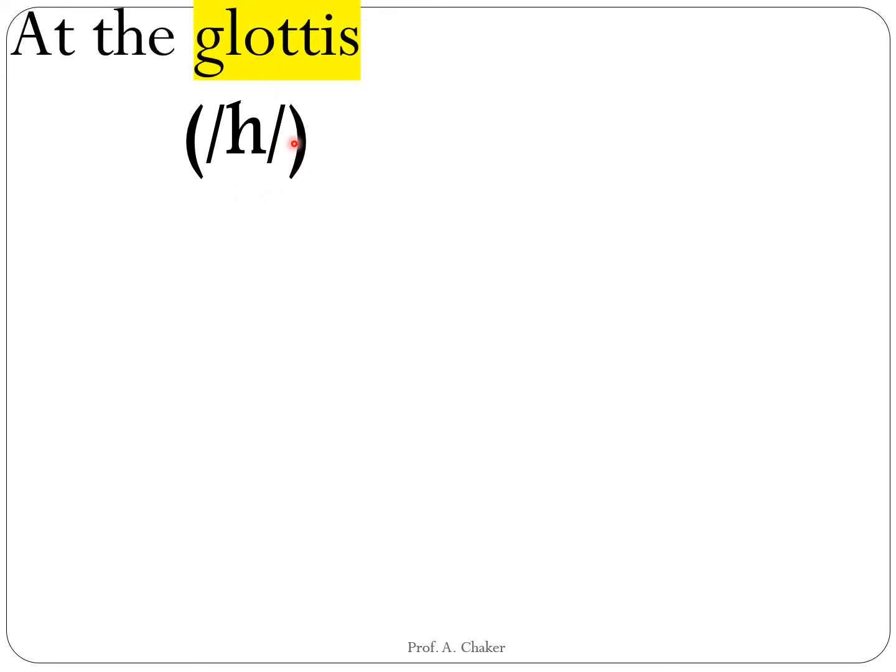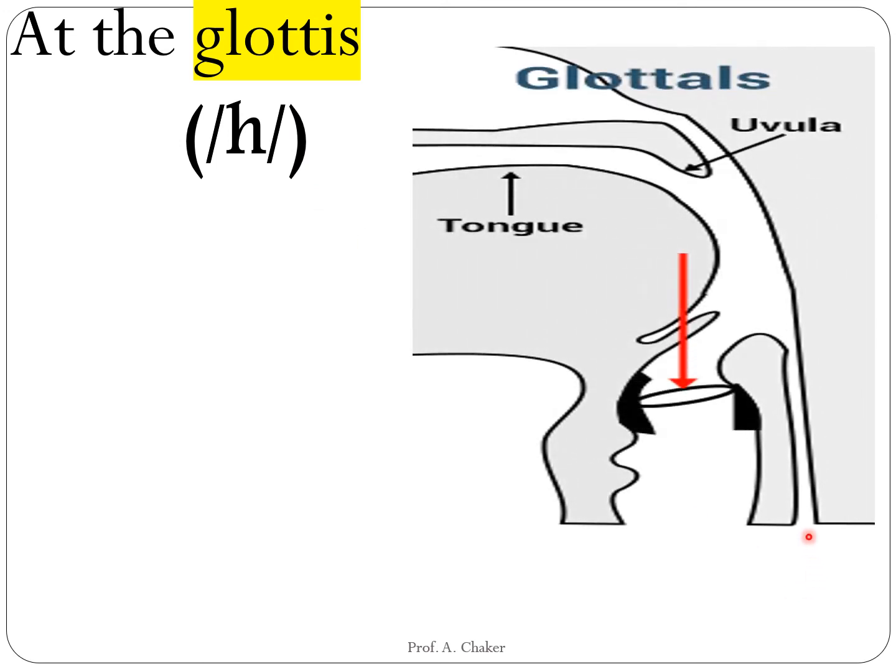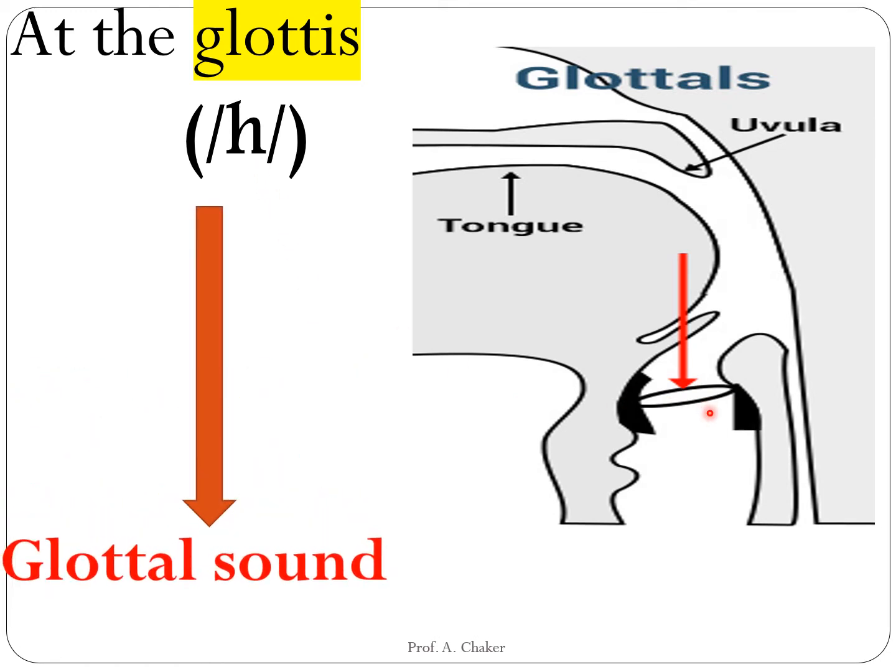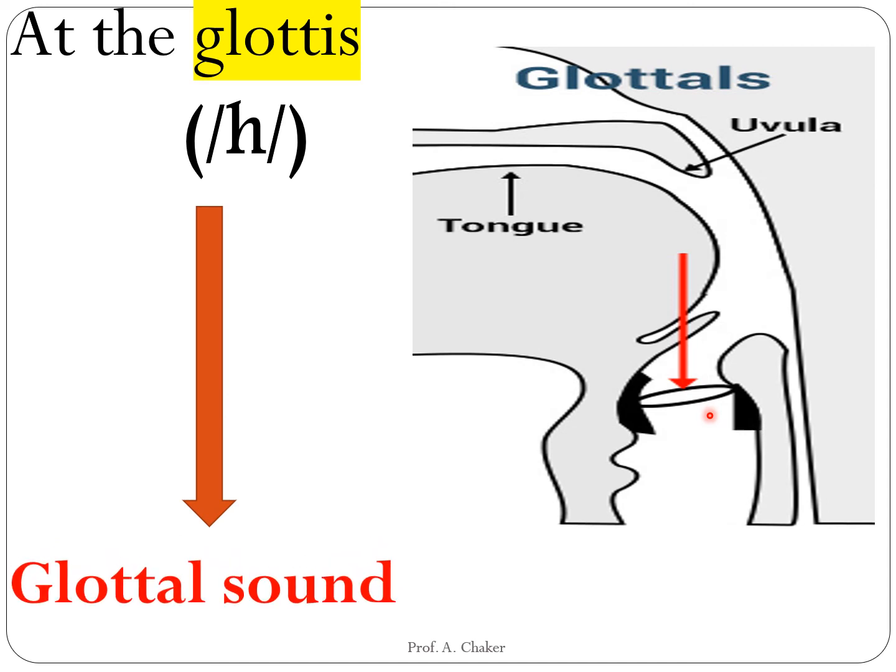It is produced at the glottis. Okay, you see, in the larynx. What is the glottis? You remember? It's the space between the vocal cords. So this sound is produced at this level here, and it is called a glottal sound. A glottal sound comes from the glottis.